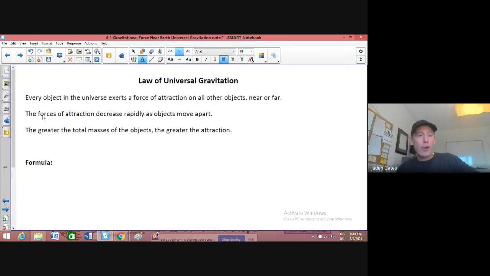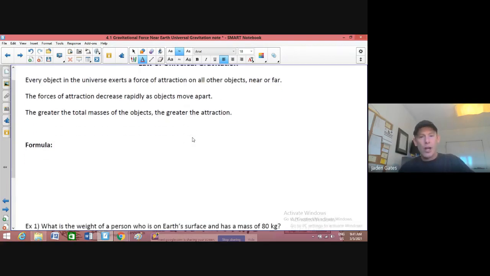Just like, for instance, in a big concept, the Earth has a force on the moon, and the sun has a force on Earth. And we have forces between each other, but they're so small we don't even notice. Now, the forces of attraction decrease rapidly as objects move apart. That's one factor, their distance, and the greater the total masses of the objects, the greater the attraction. And that's, again, why I used the Earth and the moon and the sun, because those things are noticeable.